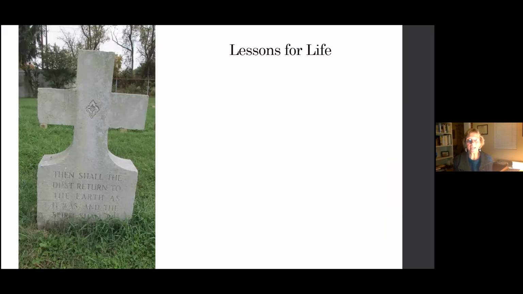And so I'd like to end with some of the lessons for life that I've learned from this 10-year journey of mine, and share them with you. First of all, death releases the body, but not the prejudices. This marker is in the Newcastle County Potter's Field, and it talks about returning to dust. So your body is released, but not the prejudices.